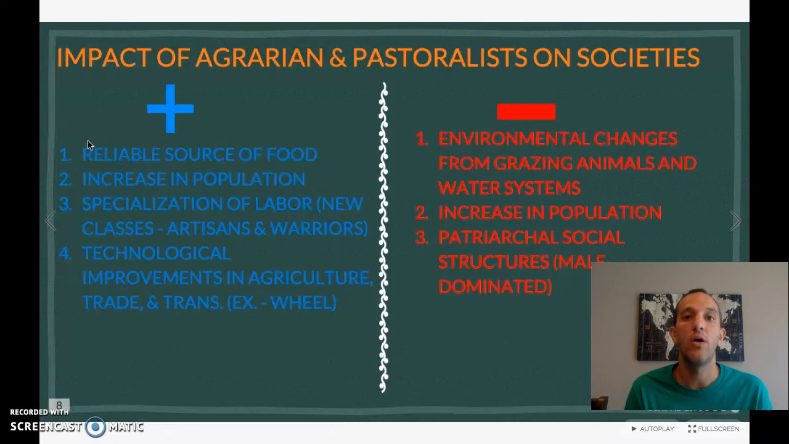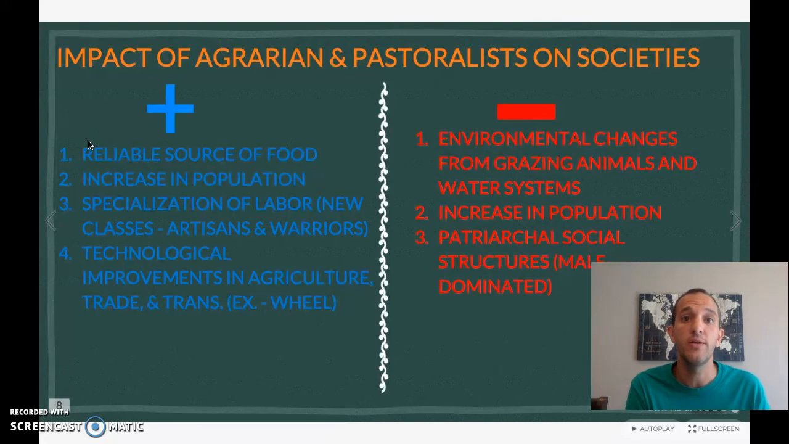But not all is peachy, rosy, hallelujah, this is the best thing ever. There are a ton of negative things that come out of these societies as well. One, we are transforming the environment. You have to clear the land. You have to irrigate the land. You're domesticating plants and animals who are now going to have a huge impact on the environment. So that's a problem. We're also going to see this increase in population, which is fantastic.